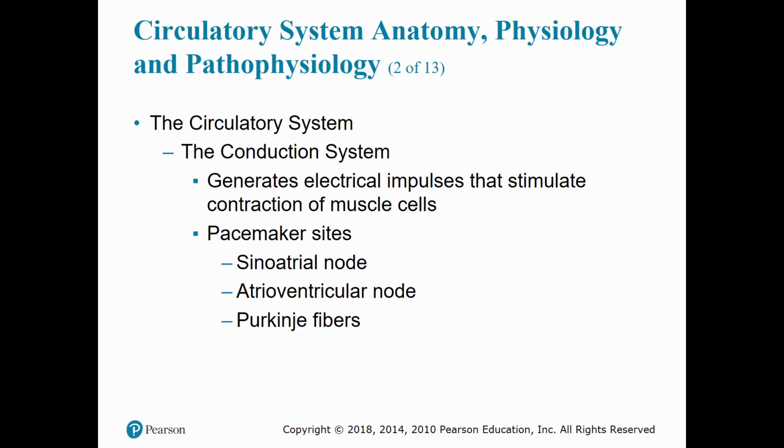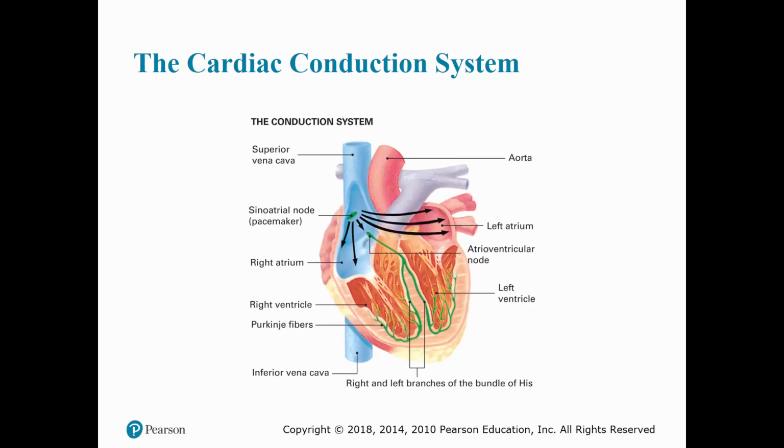Your primary pacemaker of the heart is the SA, or sinoatrial node. If the SA node is firing properly, the patient has a normal heart rate, and their pulse is generally about 70 to 80, 90 beats per minute. If the SA node fails, which is your primary pacemaker, it then goes to the AV node.